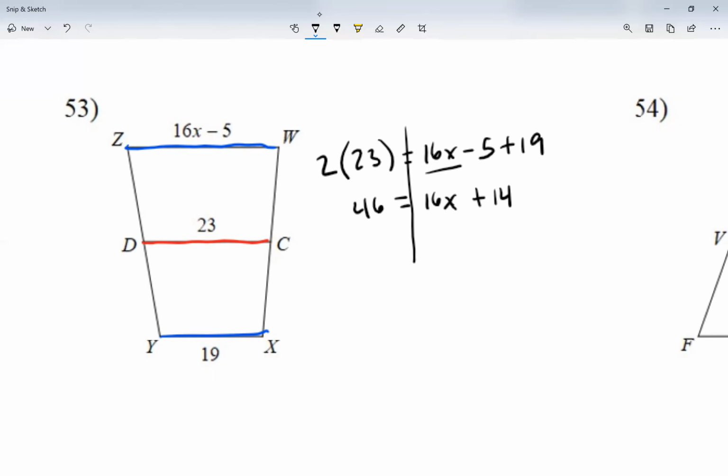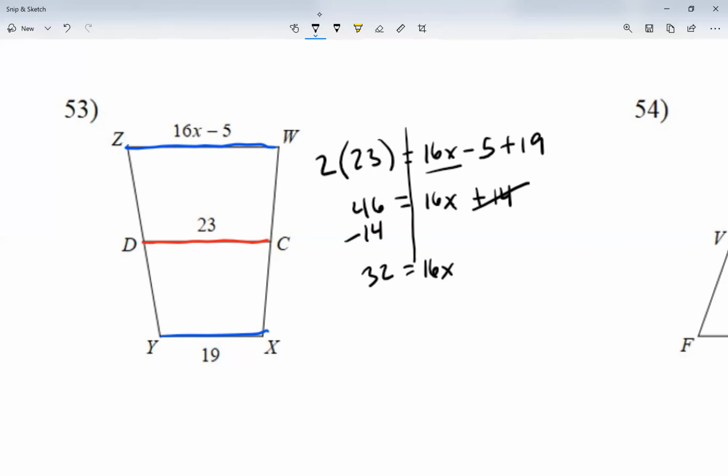Okay, I want letters on one side, numbers on the other. I have the 16x on the right side. So my plus 14, let me move it to the other side as a minus 14. Don't forget to switch the sign. So that gives me 32. It's equal to 16x, right? 46 minus 14, that's where I got the 32 from. All right, so we have 32 is equal to 16x.